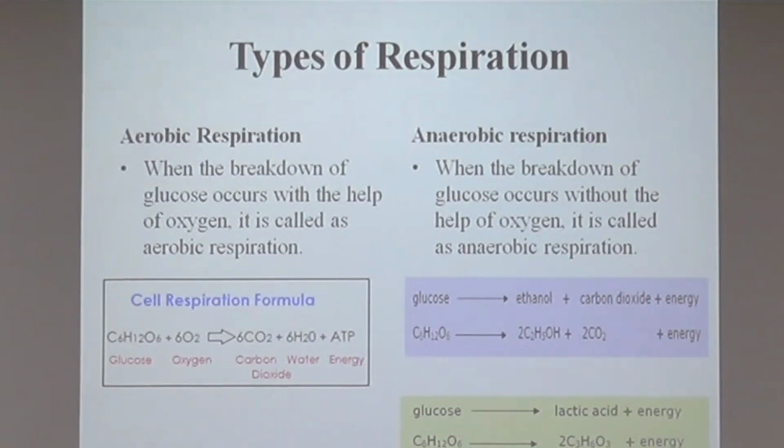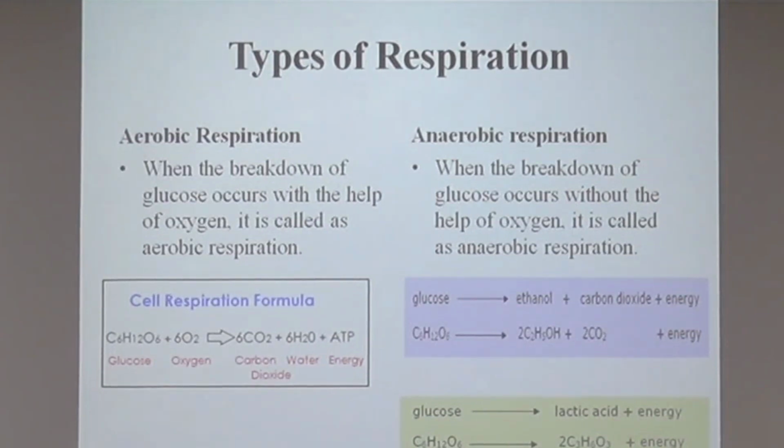Next, when the breakdown of glucose occurs without the help of oxygen, it is termed as anaerobic respiration, and the products formed are ethanol, carbon dioxide and energy. And in some cases, lactic acid plus energy is formed.